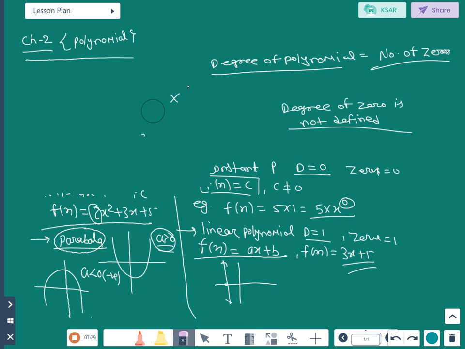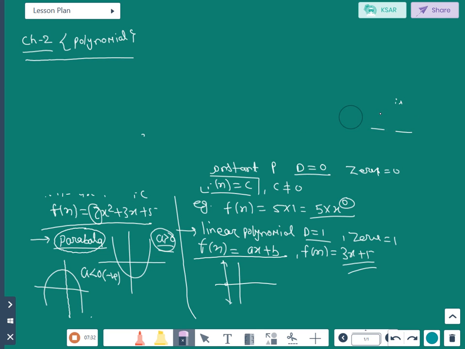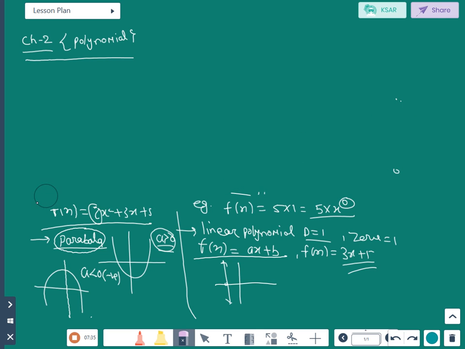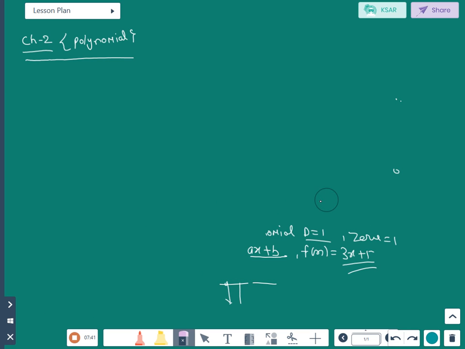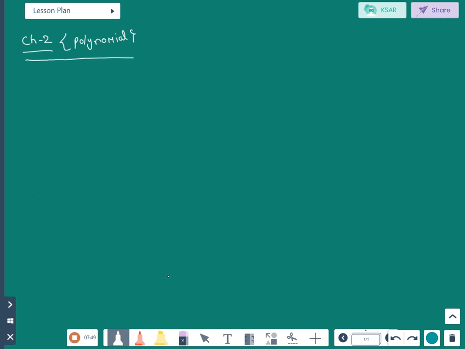What is the standard form of the cubic polynomial? It is ax cube plus bx square plus cx plus d, where a, b, c, d are real numbers. If a equals 0, then it becomes the quadratic polynomial.